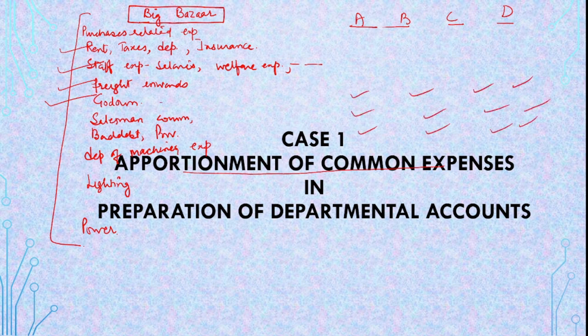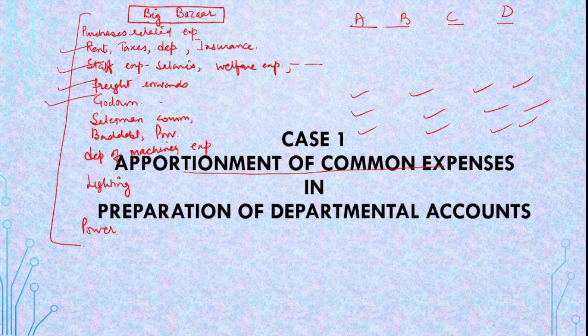Now in order to understand the basis for distribution, because you are to distribute these expenses, only then can you compile their trading and P&L account. When I say you are to prepare their final account, a visual of a trading and P&L account should come up before you, that you are to prepare trading and P&L account for departments A, B, C, D, either separately or in columnar form that we had discussed in theory. So you need to know their expenses separately. So how to distribute these common expenses?